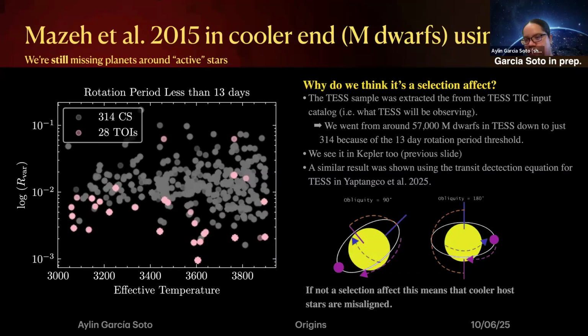But we don't think it's a real result. We think it's just selection effects, because again, we went from 57,000 M dwarfs to 314. And we saw this selection effect in Kepler as well from the main paper.